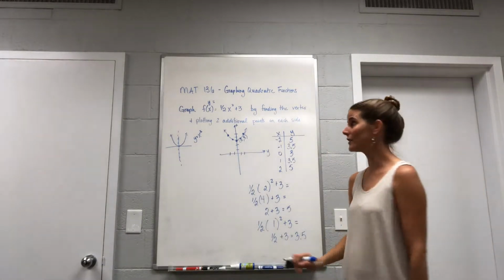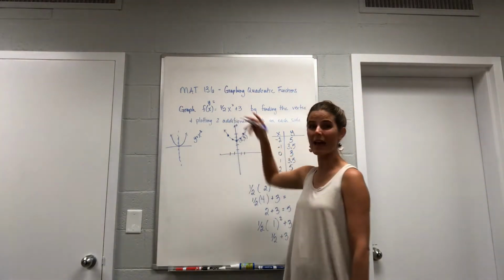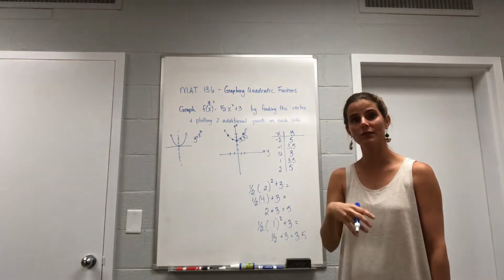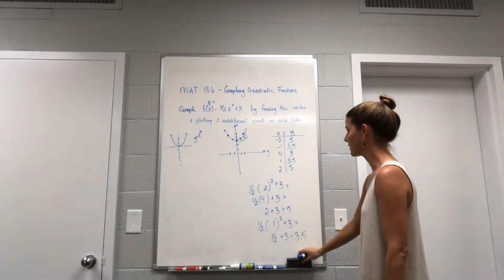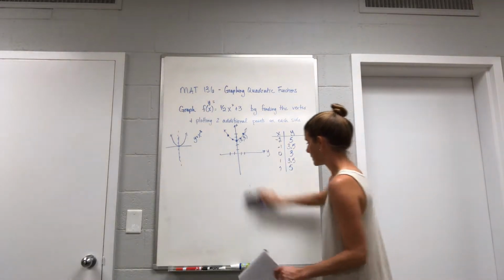So in order to find the vertex in this form, notice that there's no x term, it's just an x squared and then a shift up, or if it's down, you can just find that vertex pretty easily and go from there. All right.